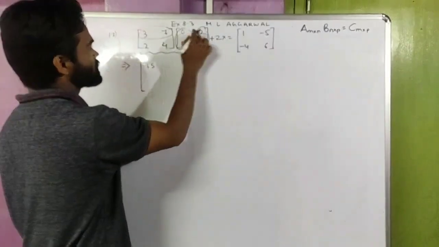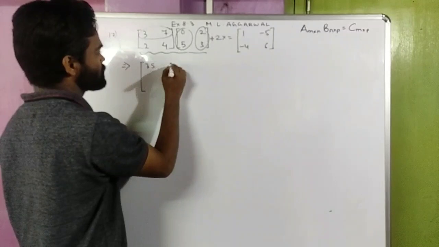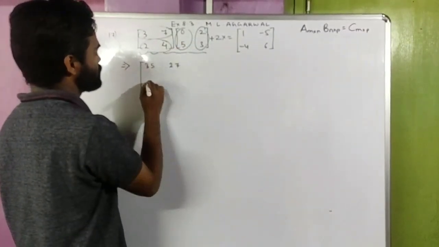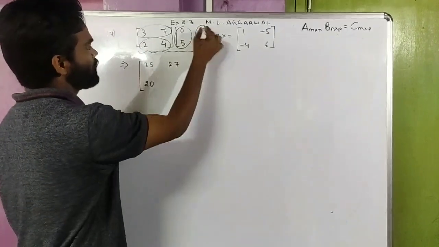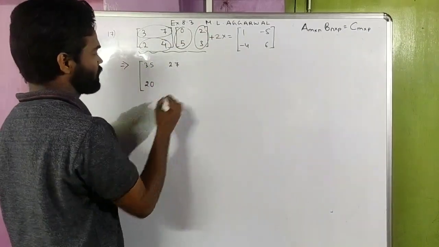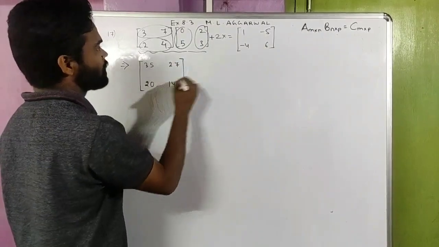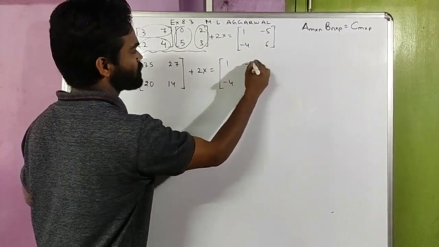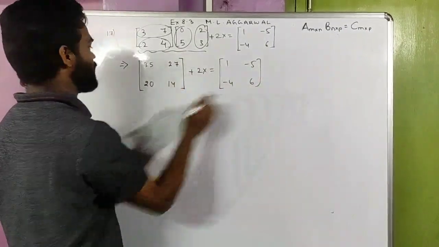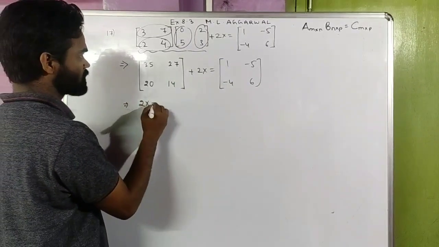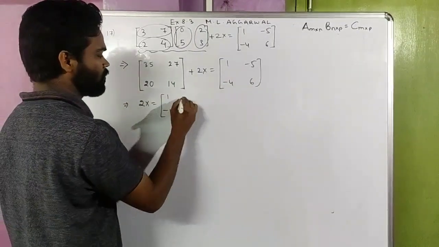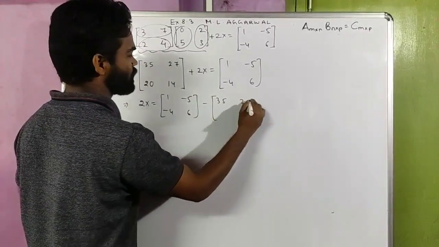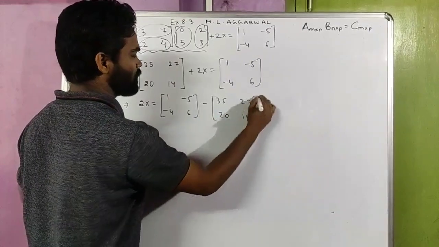First row, second column, so this is 6 plus 21, that's 27. Then second row, first column, that's 0 plus 20, that's 20. Second row, second column, that's 4 plus 12, that's 14. Plus twice x equals to 1, minus 4, minus 5, 6. We'll take this on that side. So 2x is 1, minus 4, minus 5, 6 minus 35, 27, 20, 14.